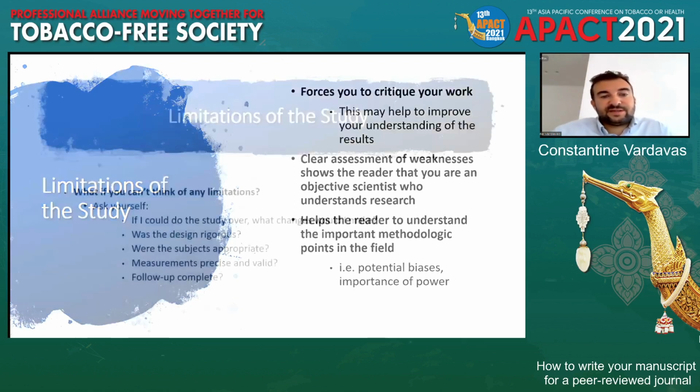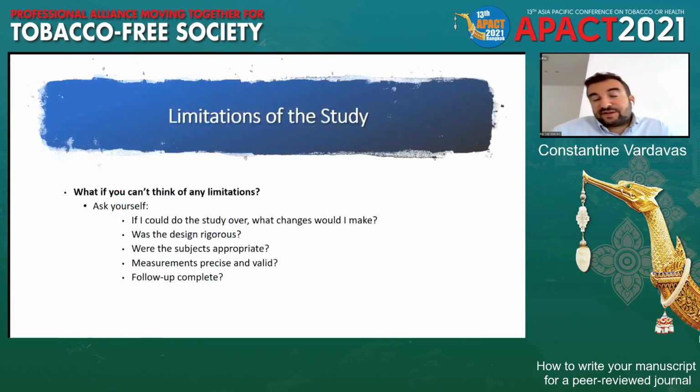And if you can't think of any limitations, you ask yourself, if I could do the study over, what changes would I make? Was the design rigorous? Were the subjects appropriate? Were the measurements precise and valid? Was the follow-up complete? And a priori, when you have limitations by study design, there are always going to be limitations. For instance, a cross-sectional study always has aspects of causality. A cohort study may have aspects of follow-up, of loss to follow-up. So these are inherent limitations in each study.